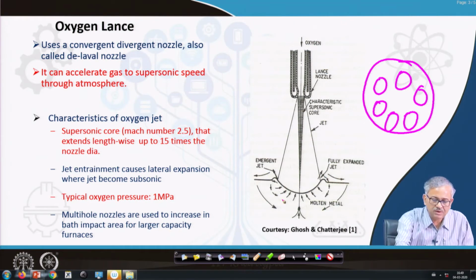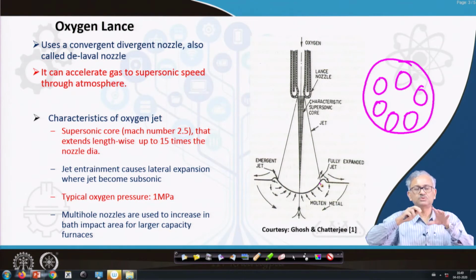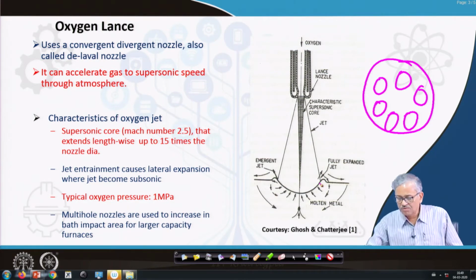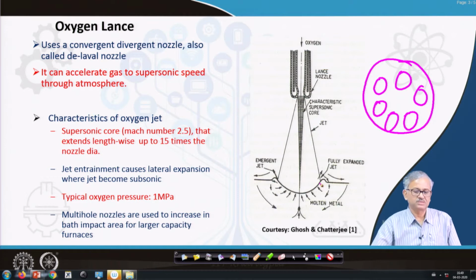This increases the total impact area of the bath. A single nozzle has this much impact area. If you have 6 nozzles, it will have more impact area of the bath, and that is required for a big capacity furnace, okay. So there multi nozzles are used. In the lance you have a single lance, but you use not one nozzle, you have a multi nozzle system, such that the impact of the oxygen jet with the steel bath is maximized.